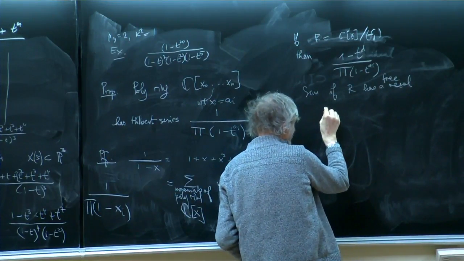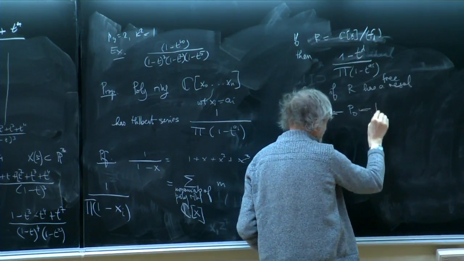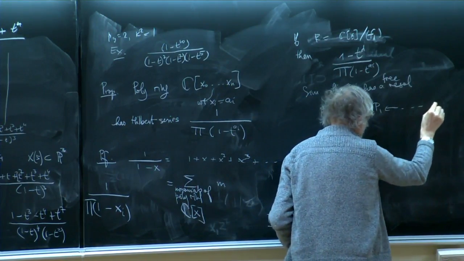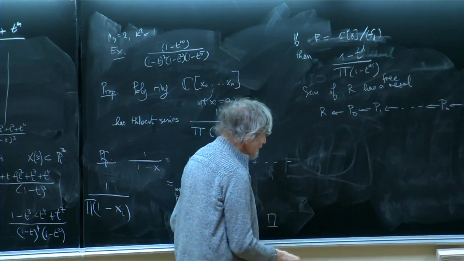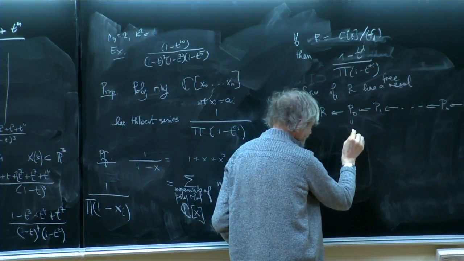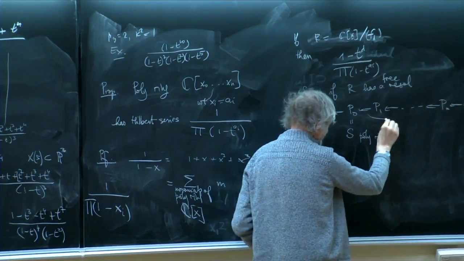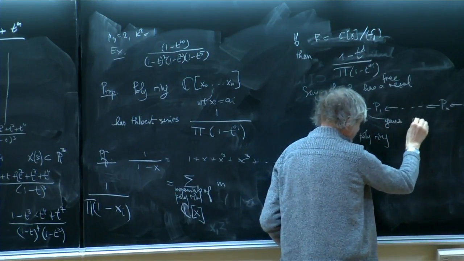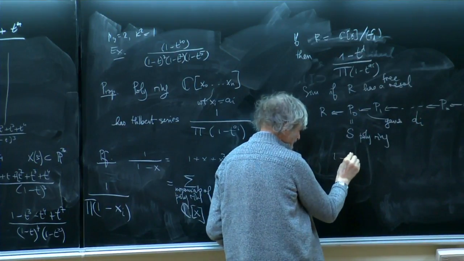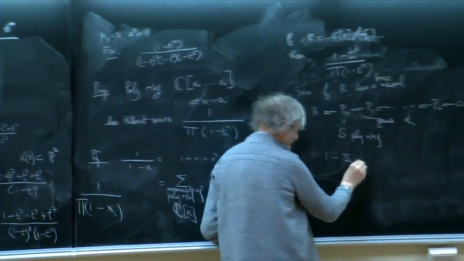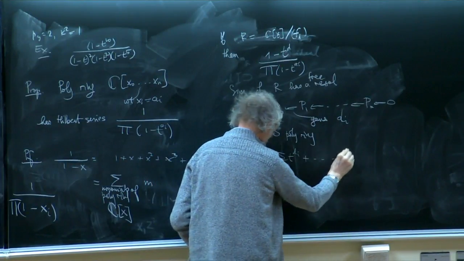Similarly, if R has a free resolution, maybe I have something like this: R comes from P0, comes from P1. This is the polynomial ring S, and these are generators, degree di. Then I'm going to get 1 minus the sum of t to the di plus, and so on.